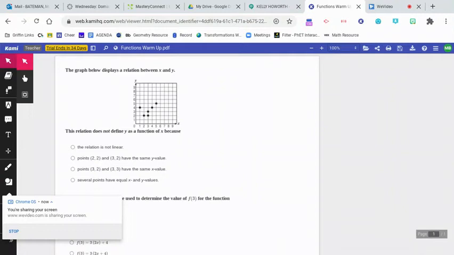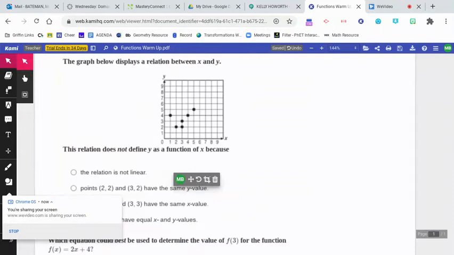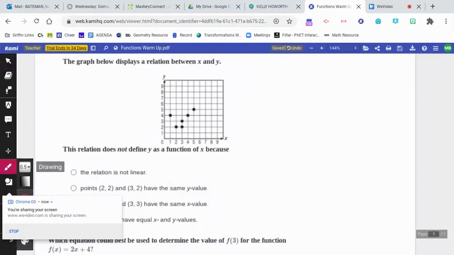All right, let's go over the warm-up that was regarding identifying functions and function notation. So this first question states that the graph below displays a relation between x and y, and we want to know why this relation does not define y as a function of x. In other words, we're wanting to determine why this graph is not a function.